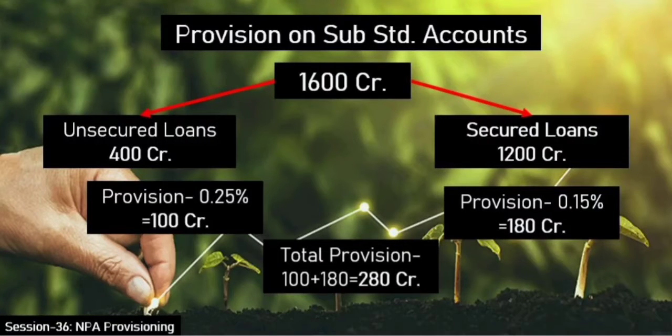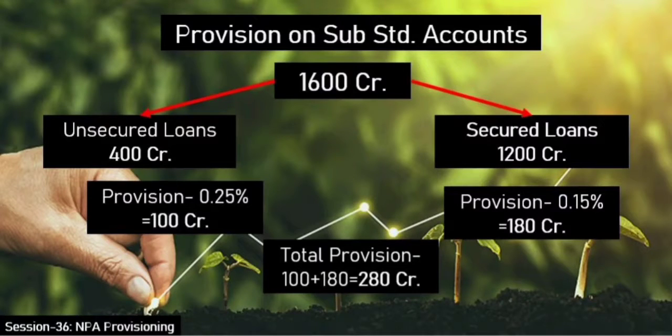Now next, getting into provision on substandard accounts. So substandard accounts as per the loan book is 1,600 crore, out of which the unsecured loans are 400 crore, and rest 1,200 crore is secured loans. So secured, unsecured, you are now aware how and what it is. Now the provision for unsecured loans is higher than secured loan because you don't have a collateral against that and the risk is high there. So as the risk is high, the provisioning percentage also goes up.